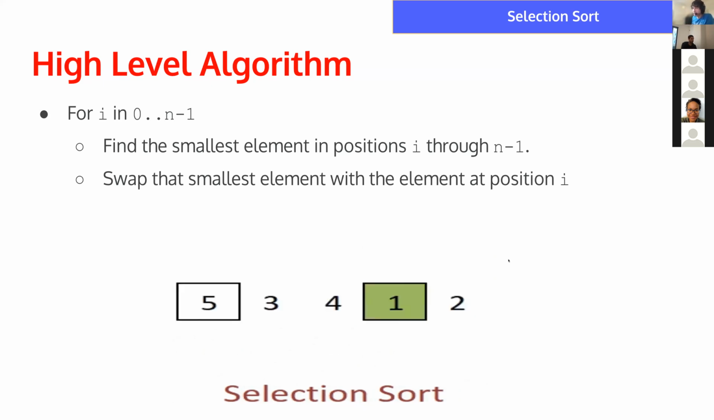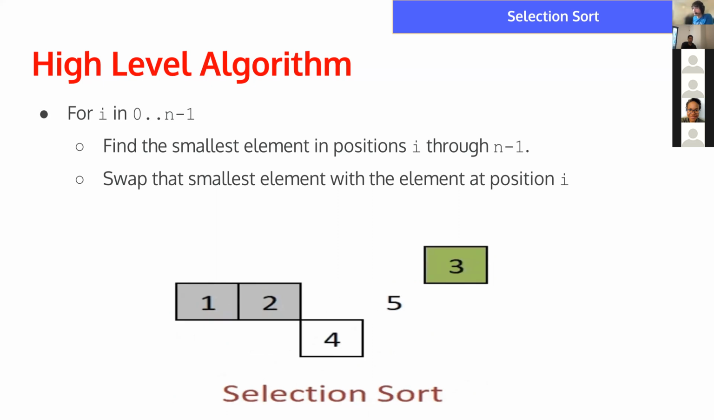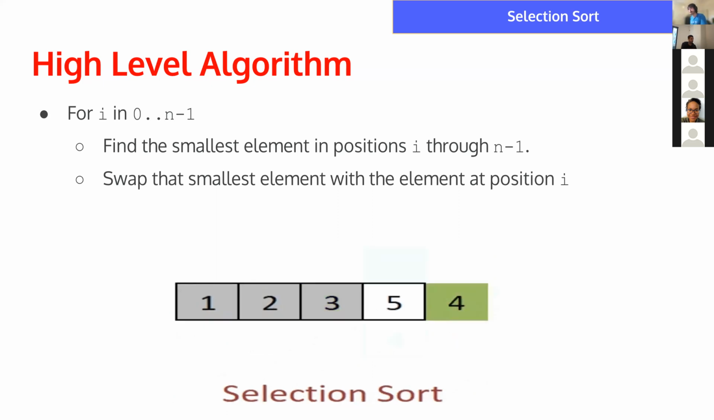You can see a little example here. We find the 1 first, swap it to the front, then go through, find the 2, swap that to the front, find the next one, which is 3, swap that to the front, and find the 4, and now we are done. Our array is sorted.